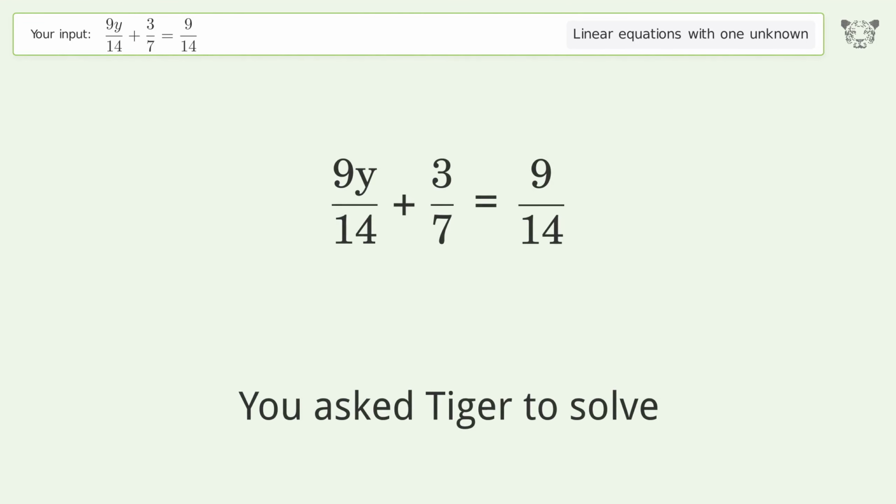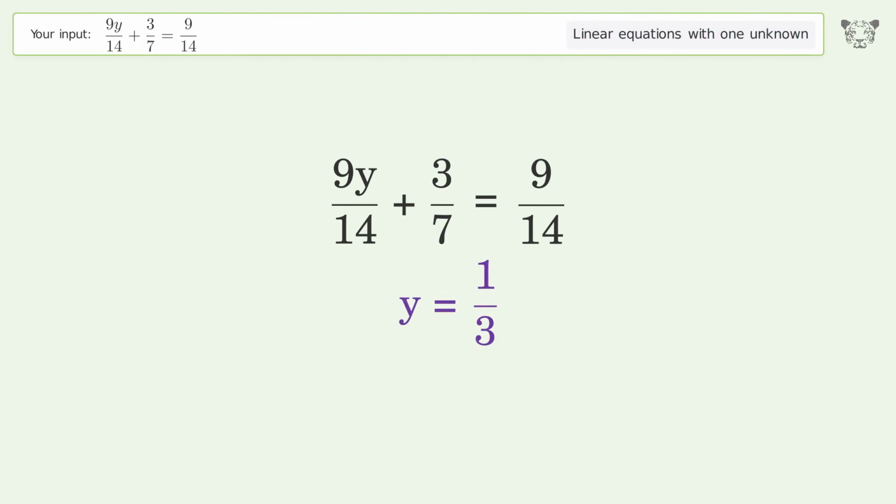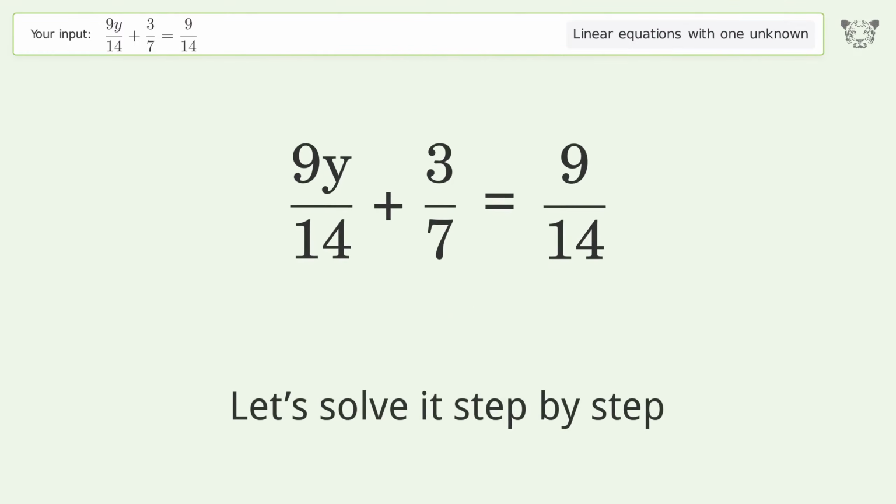You asked Tiger to solve this. It deals with linear equations with one unknown. The final result is y equals 1 over 3. Let's solve it step by step.